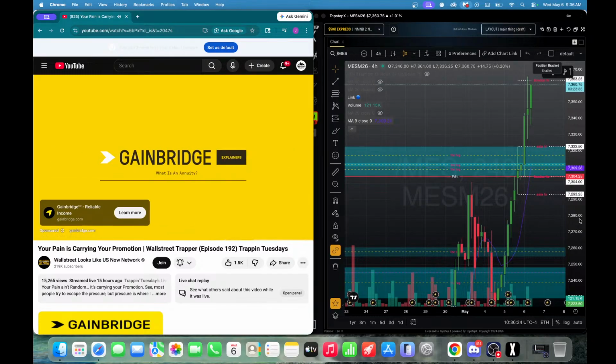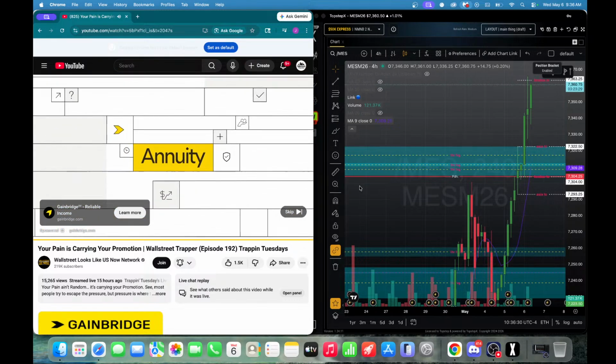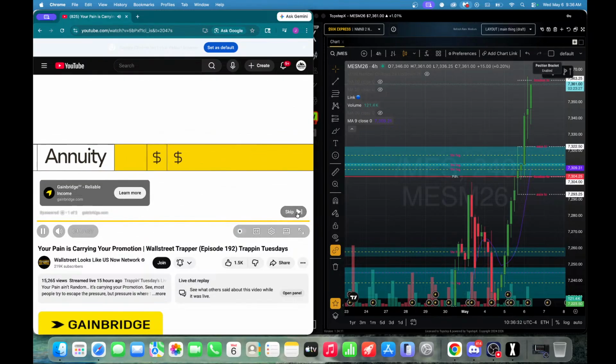What is an annuity? An annuity is a financial product typically designed to provide a reliable stream of income.